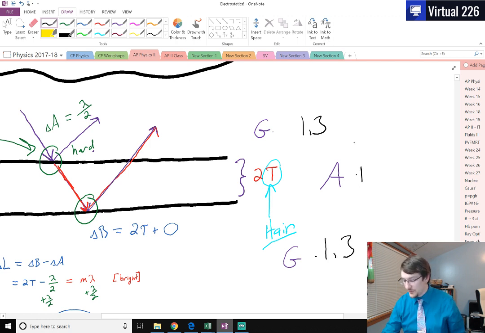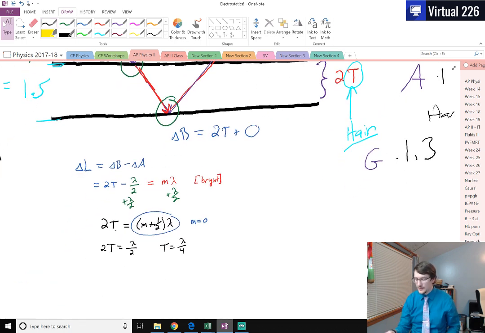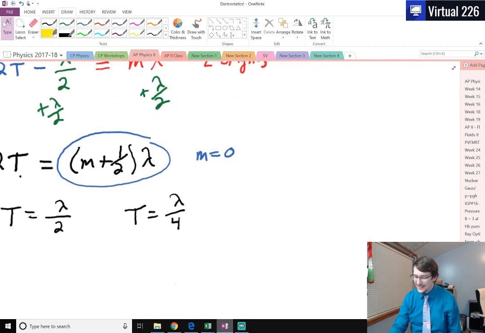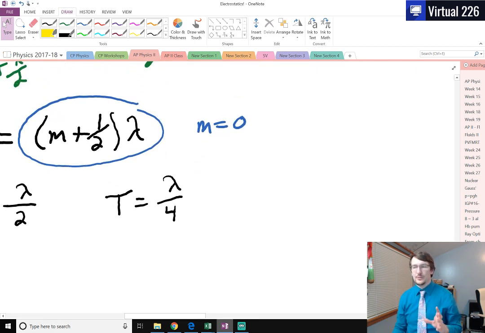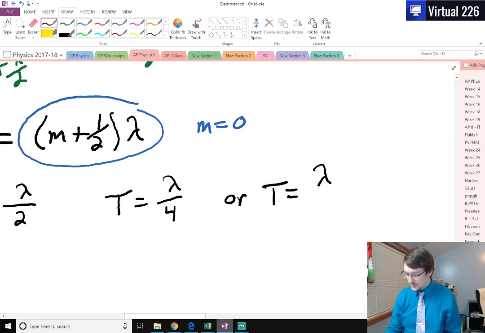So you're going to have a soft reflection, and then you're going to have a hard reflection there. So it's a little bit different than this, but it's a very similar setup. Either way, you'll know you did the problem at least close, if not completely right, if your answer is either t equals lambda over 4 or t equals lambda over 2. One of those answers has to be correct.